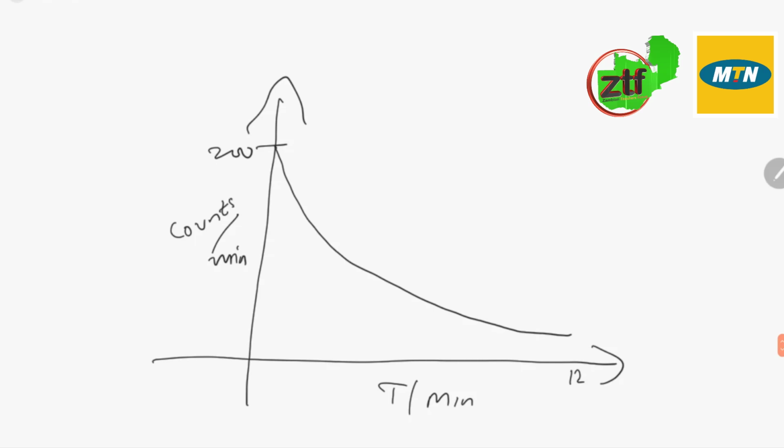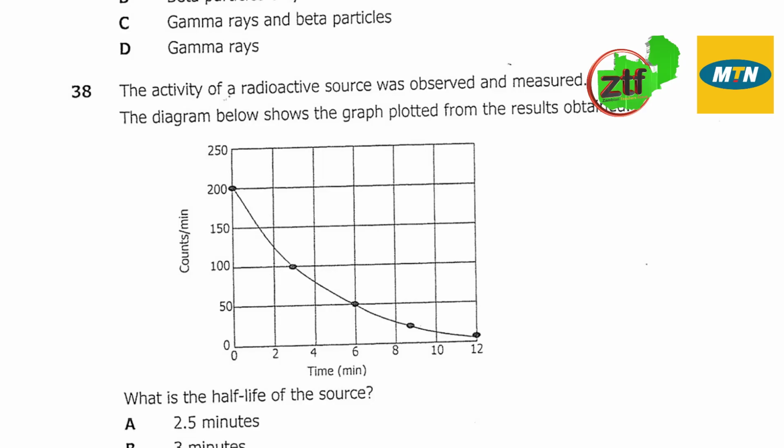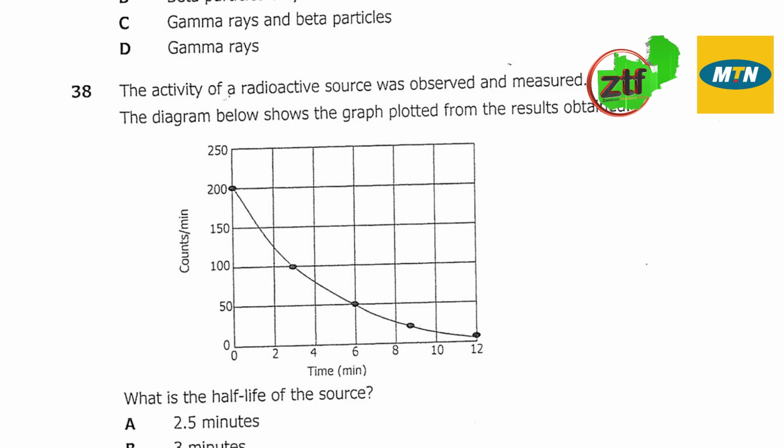Counts per minute. So our main issue is the question which says, what is the half-life of the source? Half-life by definition is the time that it takes for a radioactive sample to have either its mass reduced by half or the count rate reduced to half its original value. So we are talking about the original starting point, either in mass or the count rate. In this case, we are given the count rate. So we can go to the initial count rate and divide it by 2.